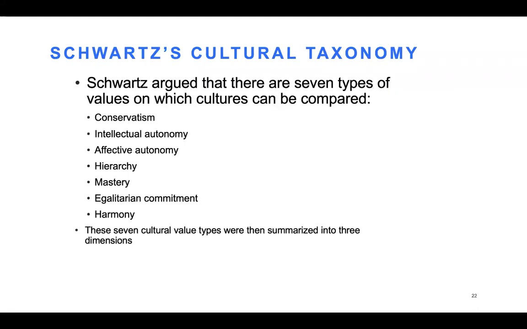Finally, we'll discuss Schwartz's cultural taxonomy. Schwartz argues that there are 7 types of values, which are then summarized into 3 dimensions related to universal issues confronting all societies.